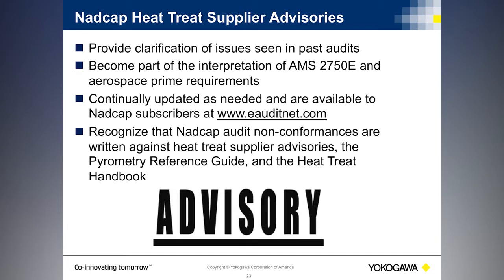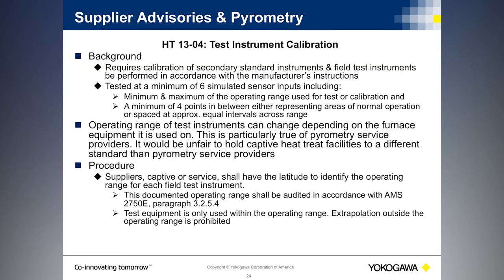Next, I want to touch upon the Heat Treat supplier advisories, because these advisories provide some clarifications to issues that have arisen during various Nadcap audits. These advisories also become a part of the interpretation of AMS 2750, as well as aerospace prime requirements and expectations during the audit. Supplier advisories are always updated when needed and are available to the Nadcap subscribers at eAudit.net. You have to recognize with these advisories that during a Nadcap audit, a non-conformance can be written against Heat Treat supplier advisories, the Pyrometry Reference Guide, and the Heat Treating Handbook.